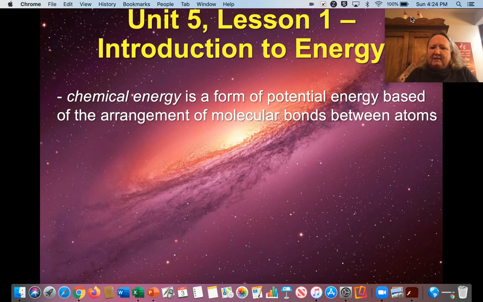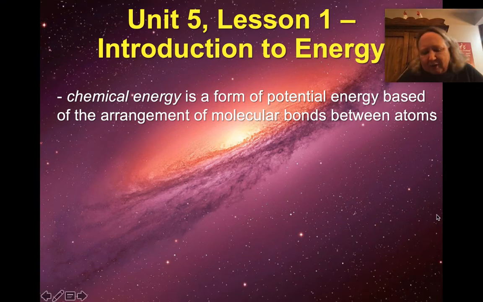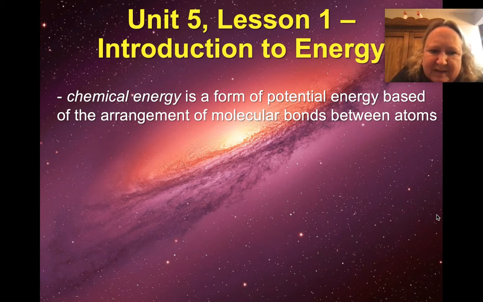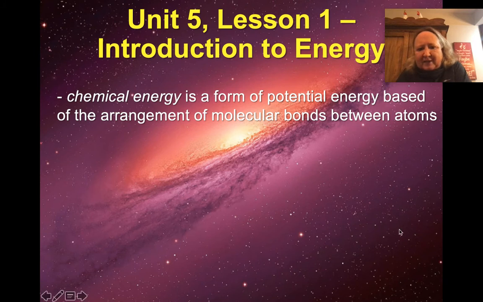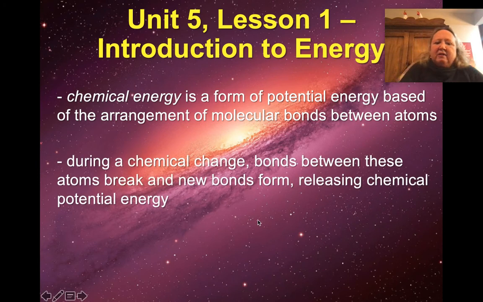Okay, now this next one's important. Well, they're all important, but chemical energy. Okay, so that is potential energy based on the arrangement of molecule bonds between the atoms. Now, we've done a lot before Christmas about chemical changes. Well, that's where this comes in. Okay, during a chemical change, the bonds between the atoms break and then new bonds form, releasing chemical potential energy. You know, we get a new substance. Think back to all of those notes.